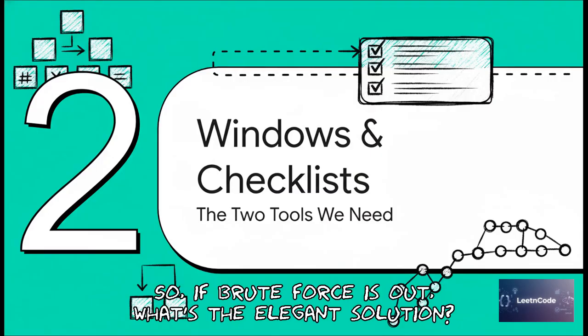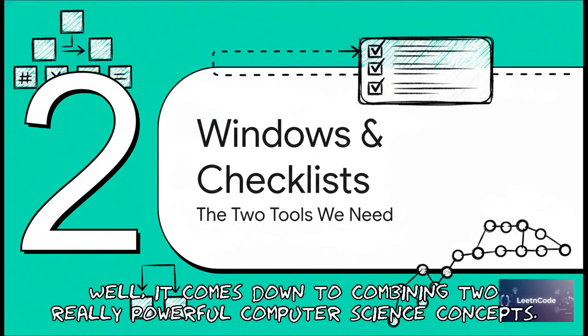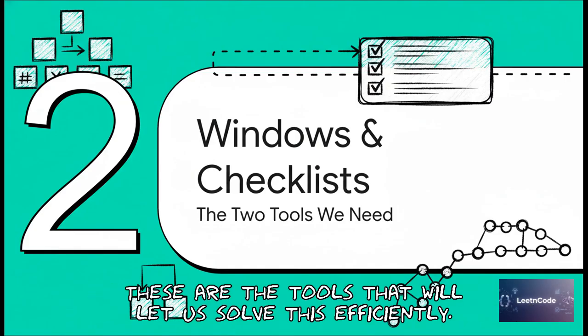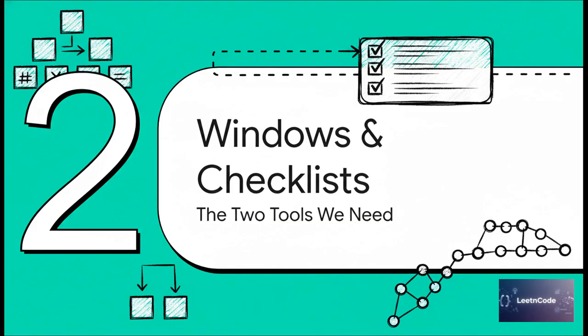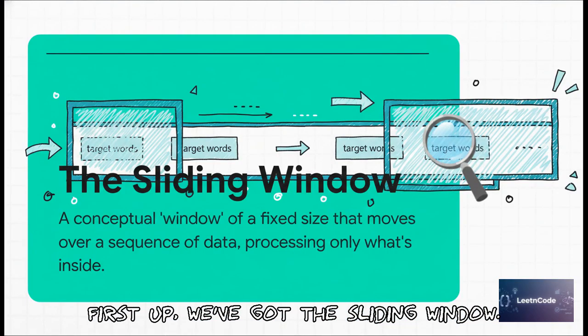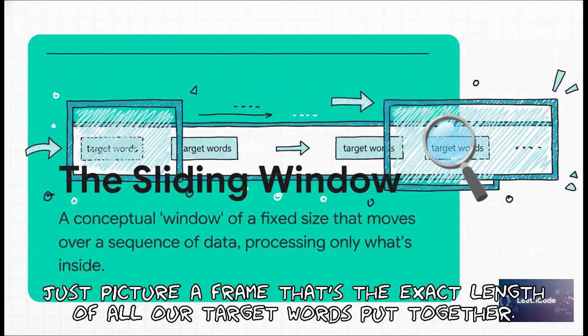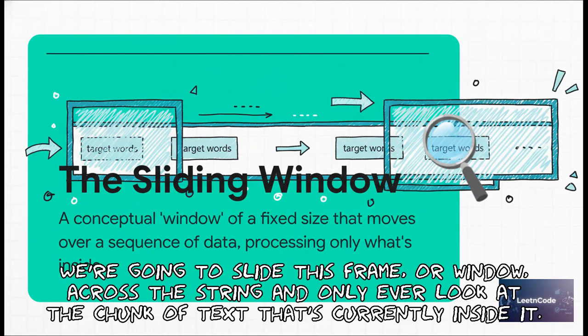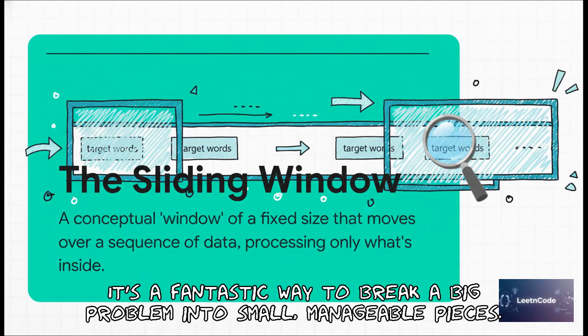So if brute force is out, what's the elegant solution? Well, it comes down to combining two really powerful computer science concepts. These are the tools that will let us solve this efficiently. First up, we've got the sliding window. Just picture a frame that's the exact length of all our target words put together. We're going to slide this frame, or window, across the string and only ever look at the chunk of text that's currently inside it. It's a fantastic way to break a big problem into small, manageable pieces.